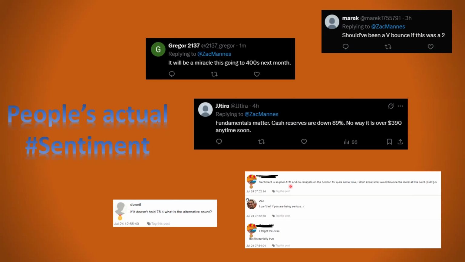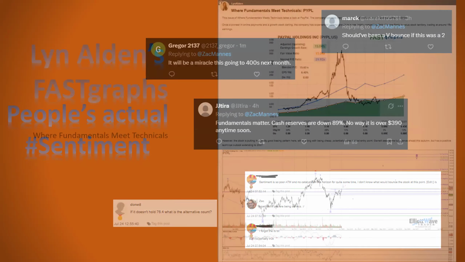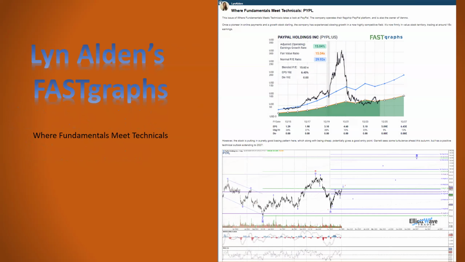And then somebody saying that sentiment's so poor right now that there's no catalyst on the horizon, so they don't know what's going to make the stock bounce. So anyway, using those sentiment indicators in terms of people's actual emotional outbursts, whether it's in public or on our site.